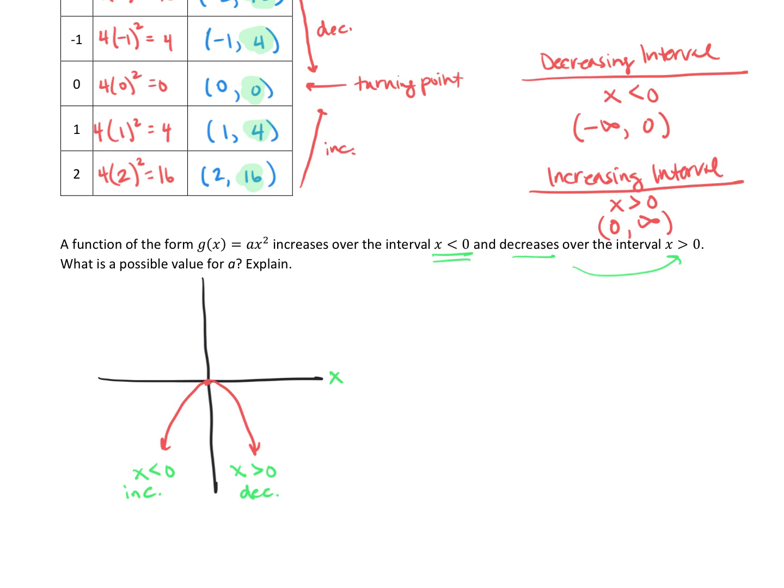So what is a possible value for a? Really, your a value can be any negative number, or a negative value. That says value, it's hard to read it. Let me write it a little neater. Okay, your a value can be any negative value because the parabola is opening down. So it would have to be negative.